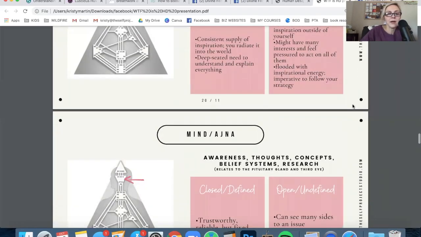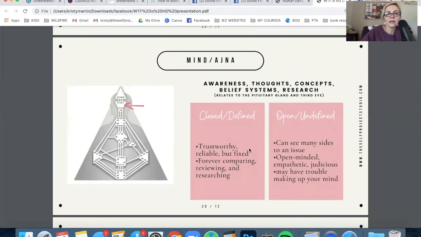So the next one is the mind, Ajna. That's the next upside down triangle. If you're closed, defined, you're going to be trustworthy, reliable, but fixed. You're going to be forever comparing, reviewing, and researching. If you are open and undefined, you'll be able to see many sides to an issue. You're going to be open-minded, empathetic, judicious, and you might have trouble making up your mind. So the mind center is all about awareness, thoughts, concepts, belief systems, and researching, and it relates to the pituitary gland and the third eye.